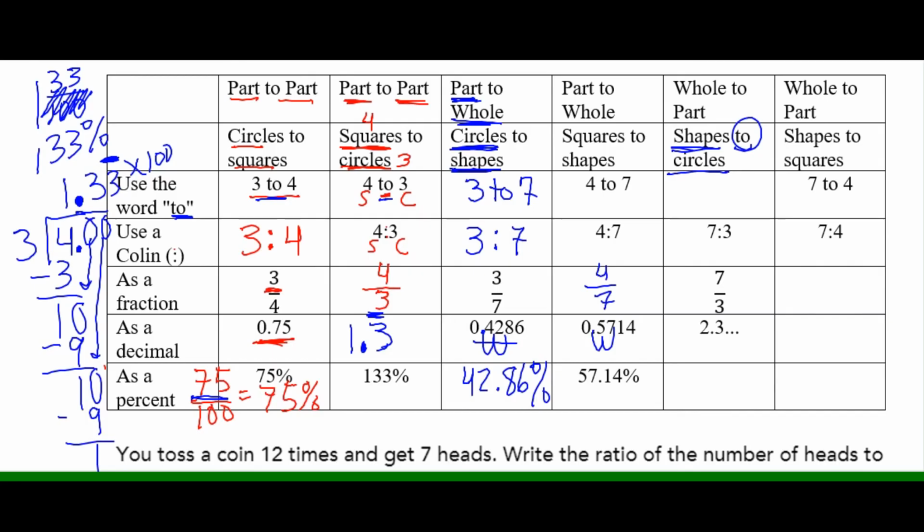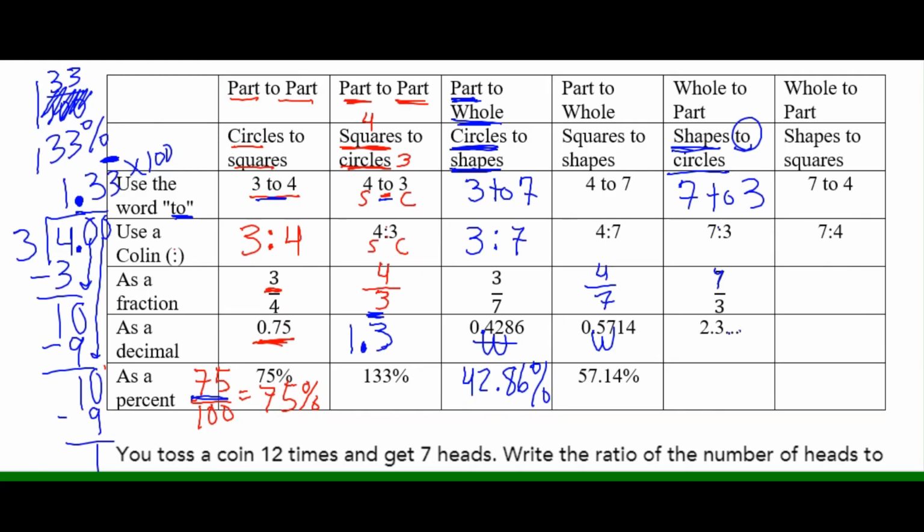So we have a total of 7 shapes, and then we need to use the word to. And then we will put the 3 to represent the number of circles. And we already have it using the colon. Notice that the 7 goes first when we write it with the colon. The 7 is the numerator when we write it as a fraction. And then when we change it into a decimal, we have 2, and then we have 3, and the 3 repeats, because we have the dots there.